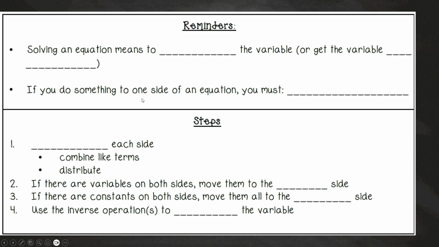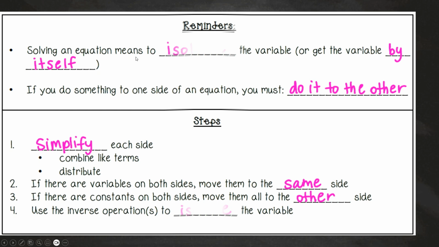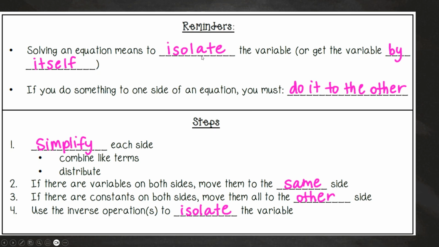So let's get started. First, let's review what it means to solve an equation. We're going to isolate the variable to get the variable by itself. And remember, whatever you do to one side of the equal sign, you must do to the other side. The steps that we're going to follow is first to simplify.